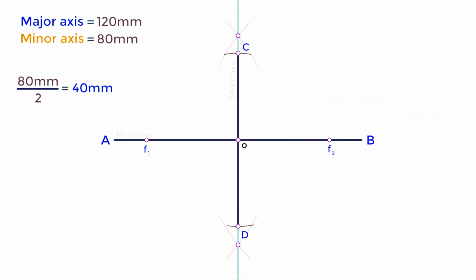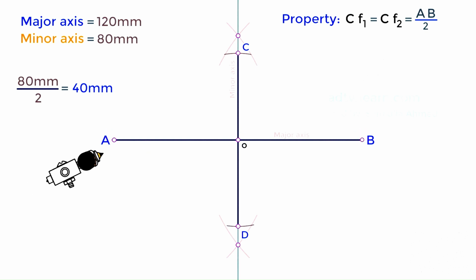After this, we need to mark focus points on the major axis. To mark these focus points, we need to remember an important property of an ellipse, which says, this distance between point C and focus F1 is equal to the distance between point C and the focus F2, which in turn is equal to half of the distance AB, which is this length. Therefore, to mark focus F1 and F2, take this distance AO, which is half of AB.